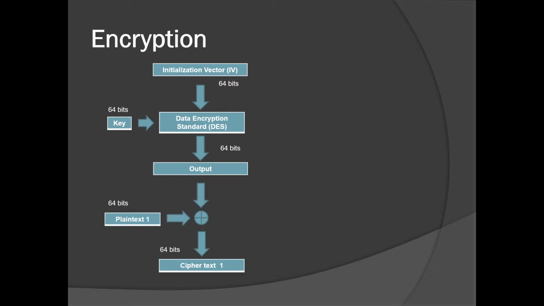The output will now be XORed with the first part of the plaintext, which is 64 bits. If the plaintext does not have 64 bits, it needs to be padded. The output of the first encryption will now be used as the input for the second round of encryption. The same key from the first encryption will be used.